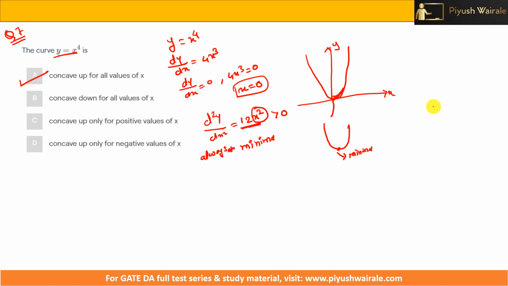And suppose I have a graph like this. This particular graph will always attain the maximum value at this point, this maxima. So please remember this important point. The answer to this question is option number A, concave up for all values of x.